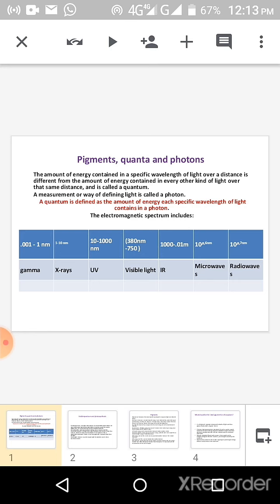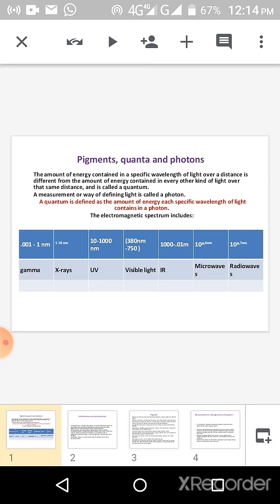So to define a quantum, the amount of energy contained in a specific wavelength of light over a distance is different from the amount of energy contained in every other kind of light over the same distance, and this is called a quantum. Say for example, the quantum of energy of infrared rays will be different from the quantum of energy carried by the UV rays.